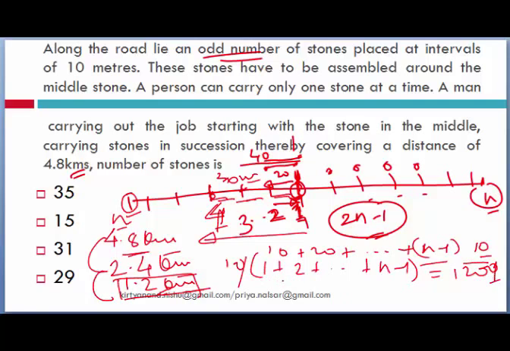and the summation of numbers from 1 to n minus 1 will be n into n minus 1 by 2, and we'll take the 2 on the other side, and when we solve this equation, n will be equal to 16. But right at the beginning what we had discussed, the total number of stones is 2n minus 1. So 2n minus 1 is what? 32 minus 1, which will be 31.